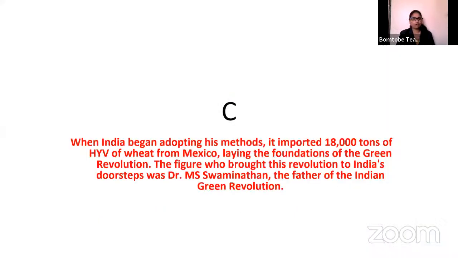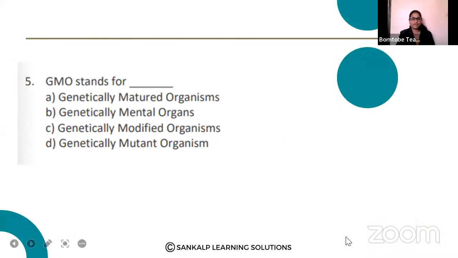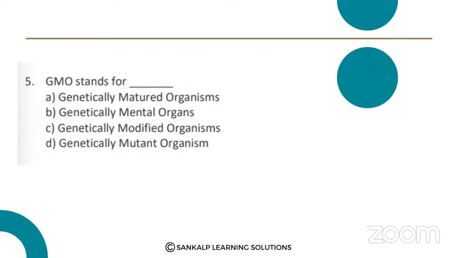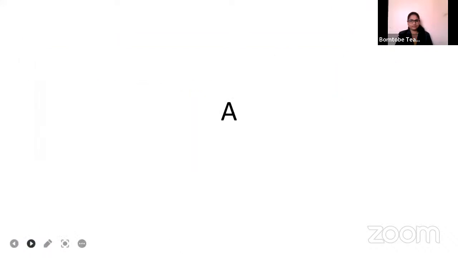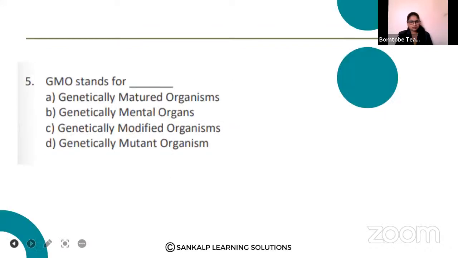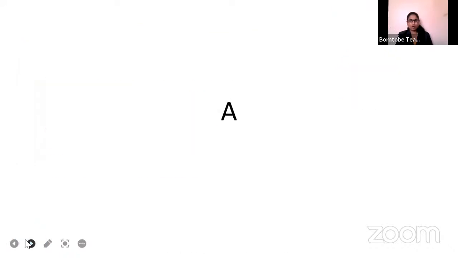So fourth question we already discussed. Then fifth question. GMO stands for, very easy question. Option A, genetically matured organisms. Option B, genetically mental organs. Option C, genetically modified organisms. Option D, genetically mutant organism. Option C, ma'am, genetically modified organism. Okay, great. Option C, genetically modified organism is the right answer. It is not A, it is option C.